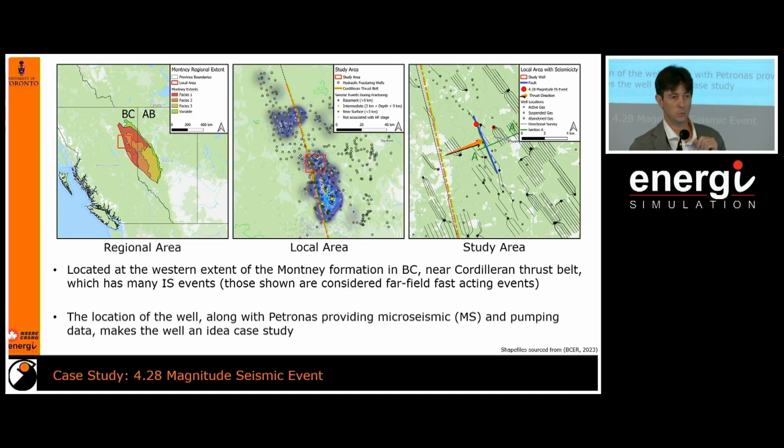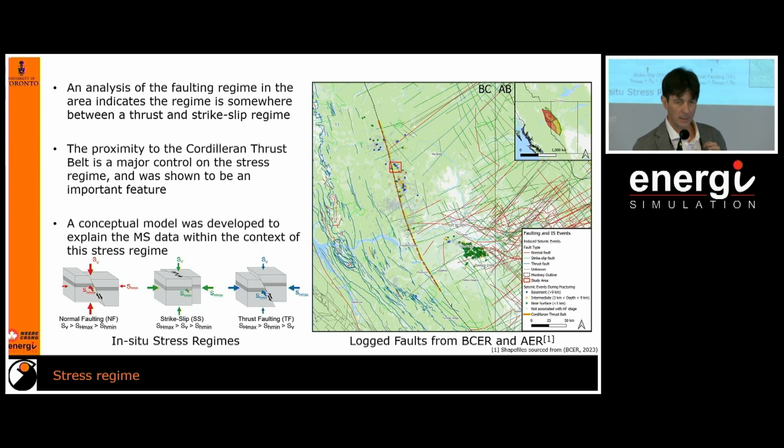Now, what we're going to do is look at one specific area around the Cordillera thrust belt, and in particular one well that triggered a 4.6 event. What I need to say is that generally the Montney is in between a strike-slip and a reverse fault type of regime. And definitely on the thrust belt, it's more, I would say, reverse faulting.